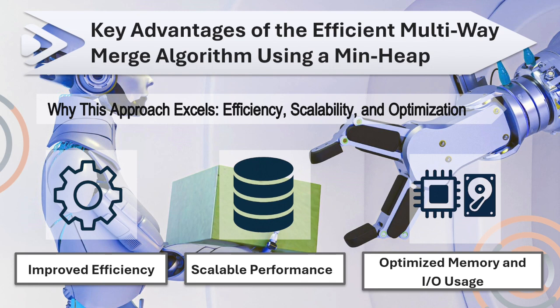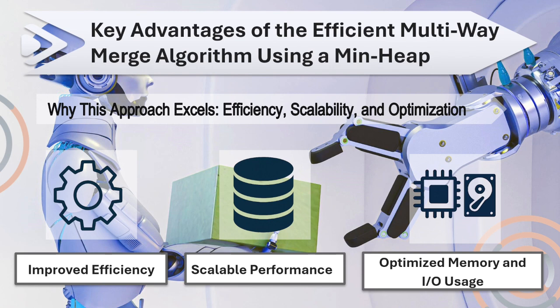The heap structure helps us consistently identify the smallest elements among all the lists in logarithmic time, significantly reducing the overall number of comparisons needed. Let's begin with the basics. The traditional multi-way merge algorithm is used to merge k sorted input lists into a sorted output. This is commonly used in external sorting and large-scale data processing.